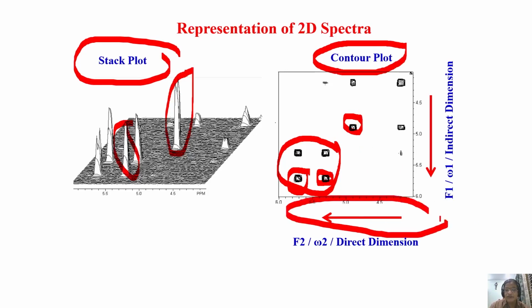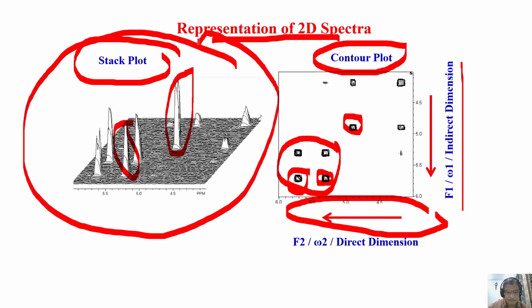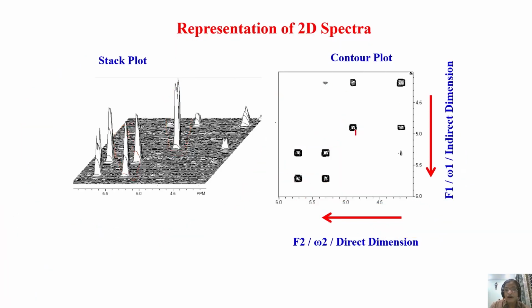This is called the direct dimension, the detection dimension, F2, omega 2, etc. This is F1, omega 1, the indirect dimension. This is the way we represent 2D data, but this type of stack plot is outdated. Nobody will do it. You always require only a contour plot. Remember, all the time we use only contour plots for representation of any 2D, 3D or 4D spectrum. Any multi-dimensional spectrum nowadays is represented only by contour plots.